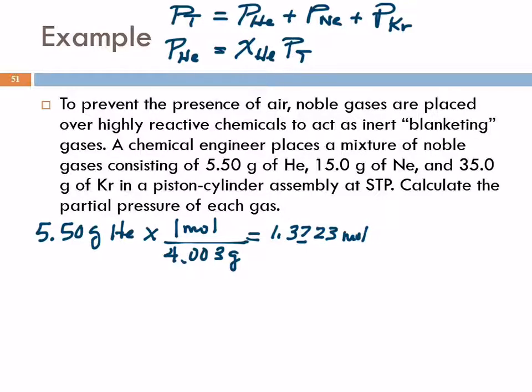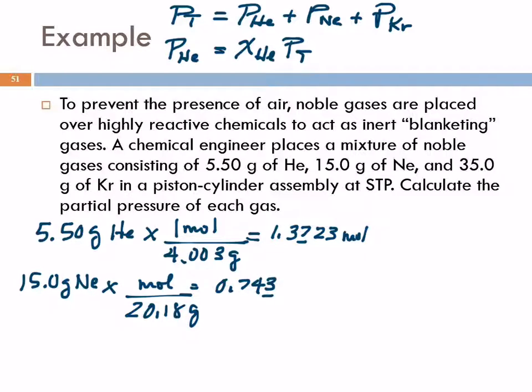We've got to calculate the moles of the neon. 15 grams of neon. Neon is 20.18 grams per mole. So 15 divided by 20.18 is 0.743. I'm going to add two more places so that I don't have rounding errors.